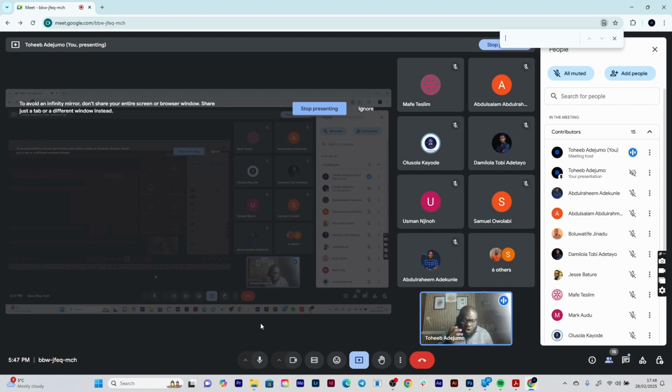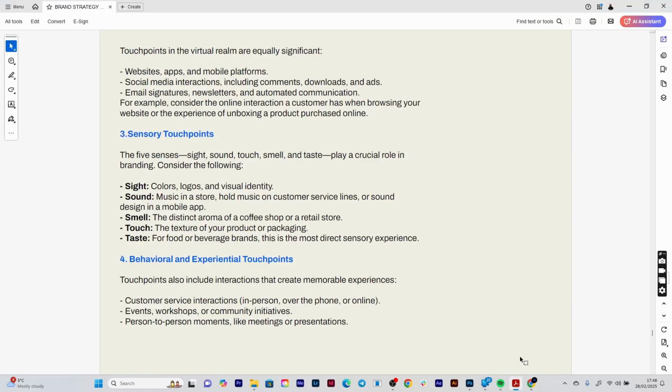So if you understand touch points, you know that it doesn't just stop at creating one and relaxing. You can be the one to oversee the entire thing, but you have to be more than just a designer for you to oversee that. And that's why we are going to what? Sensory touch points. That's the third one. When you talk about sensory touch points, we have what? Sight, sound, smell, touch, and taste. That's five under sensory touch points alone.